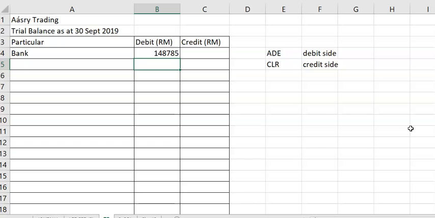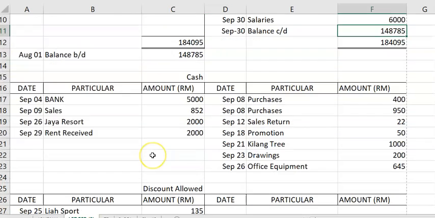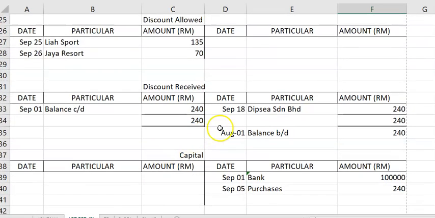Okay, just now we calculated the discount received. Remember the discount received? The discount received is classified as revenue. So you need to put it on the credit side. Yes. So the amount is 240.